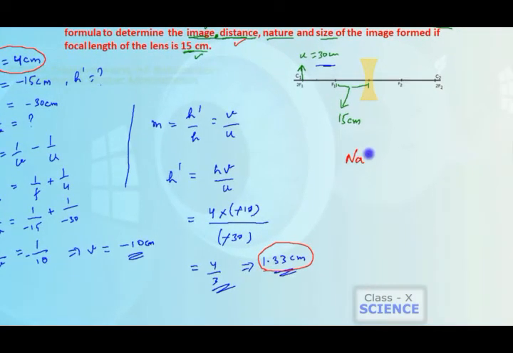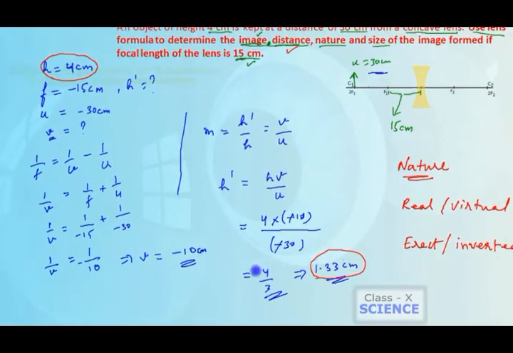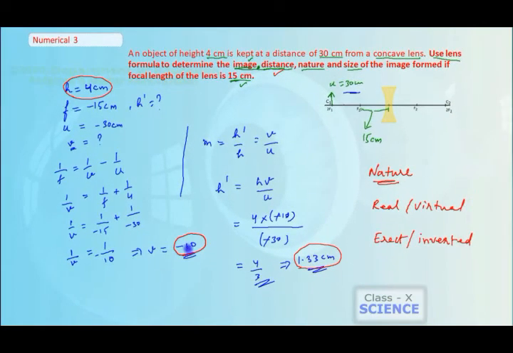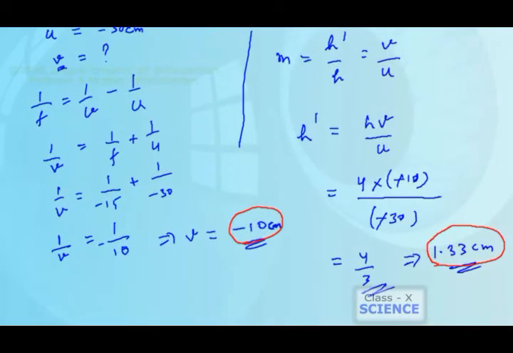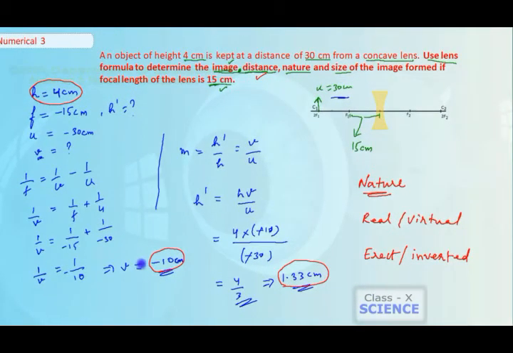Nature of the image we did not find, right? So nature we have to find. So under nature, whether it is real or virtual we have to find. Secondly, whether it is erect or inverted, that we have to find. So from the image we can easily find out. Here image you see minus 10. Minus 10 means which is formed on the left hand side. So left hand side means virtual. So the image so formed will be virtual.